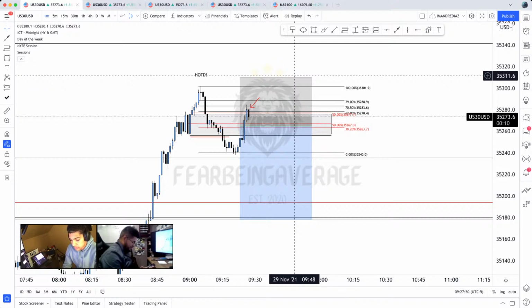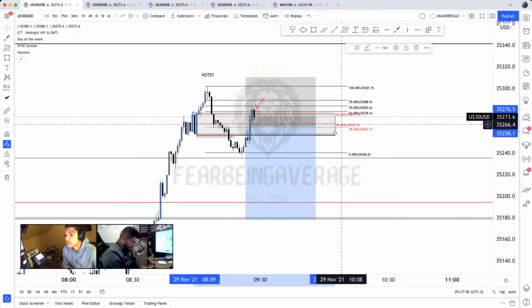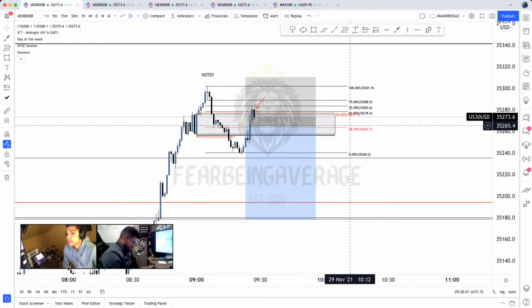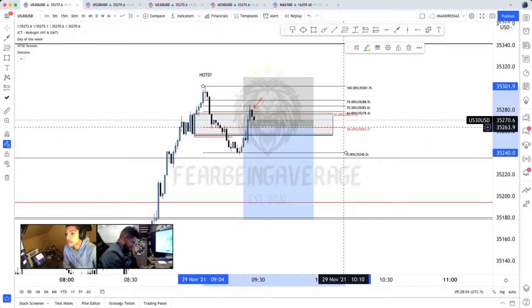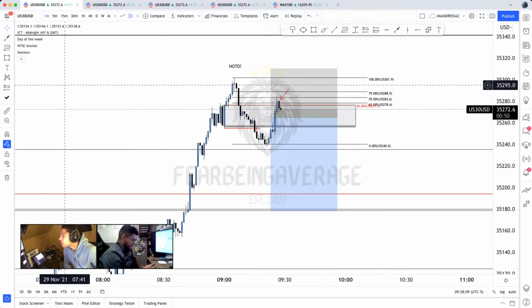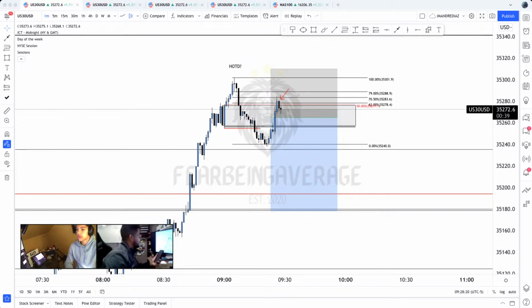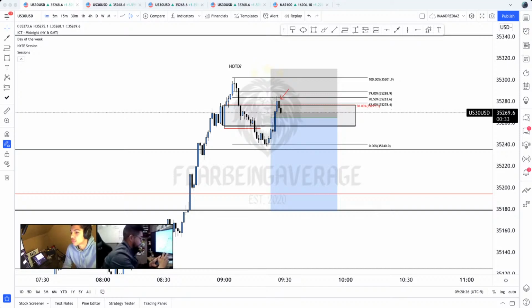Let's see. Get rid of that. Didn't respect the 30.9% either. Get rid of that. Let's see what happens. Yeah, I always have my line. If I'm looking for a certain area, I'll map it out on my MetaTrader too, so when it's actually happening, I can see it.